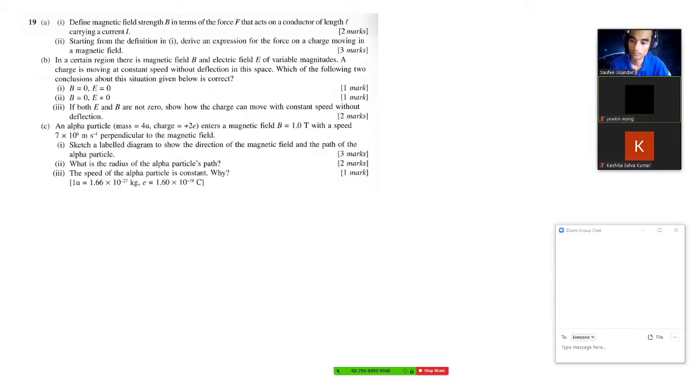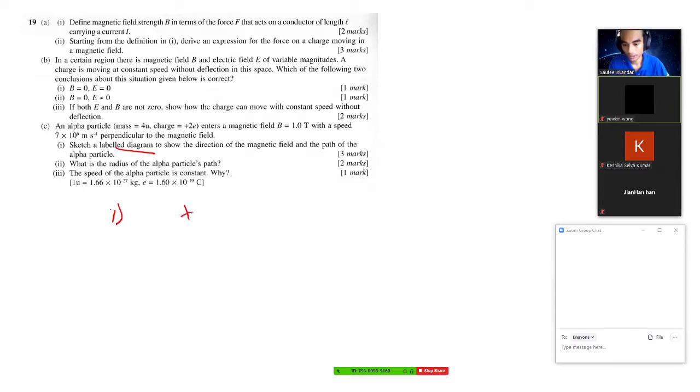An alpha particle, mass 4u, charged with positive 2e, means that it has a positive charge. It's a positively charged particle, not a negative charge. It enters a magnetic field with B of 1 Tesla with a speed of 7 times 10 power 6 meters per second, perpendicular to the magnetic field. Sketch a labelled diagram to show the direction of the magnetic field and the path of the alpha particle. So number one, we have to show a path.